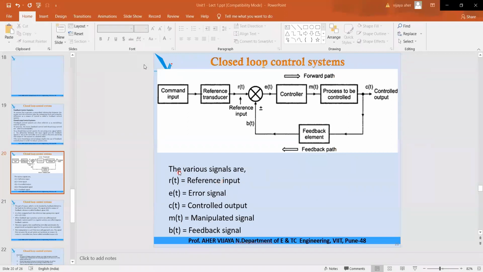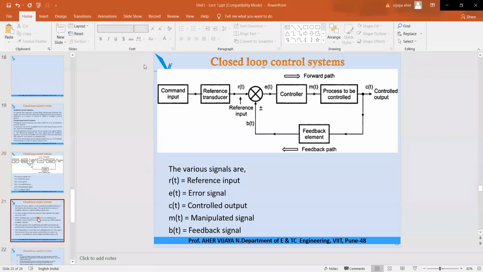The various signals are given over here. What are RT, ET, CT, MT, and BT? I have explained all these things. Okay, students, are you with me? Yes, ma'am. So you are supposed to draw the block diagram of a closed loop control system. A question may be asked based on this: draw and explain the block diagram of a closed loop control system.